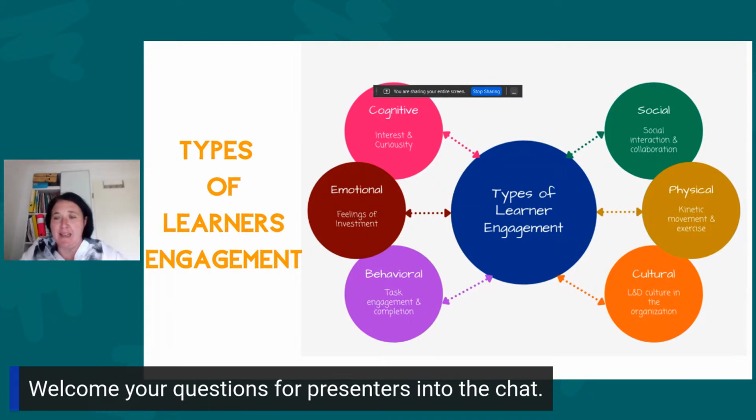That are physically engaged, absolutely. It's especially important for young students, but not just for the young ones, also for the bigger students, also at the university, you can make them move and they will enjoy. I know. And then the cultural engagement.